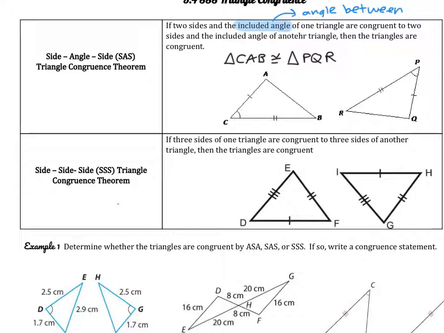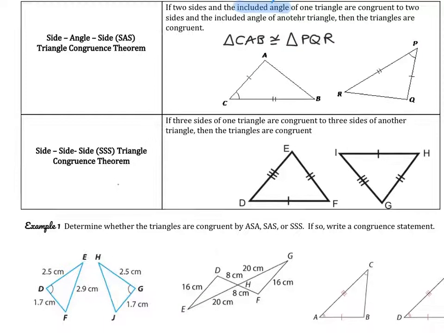The other type of triangle congruence we're going to use today is called side, side, side triangle congruence. So this says if three sides of one triangle are congruent to three sides of another, then we can determine that the two triangles are congruent. So here, DF is congruent to IH, FE is congruent to HG, and ED is congruent to GI. So this would be side, side, side. So from this information, we could determine that triangle, let's say DEF, is congruent to triangle.